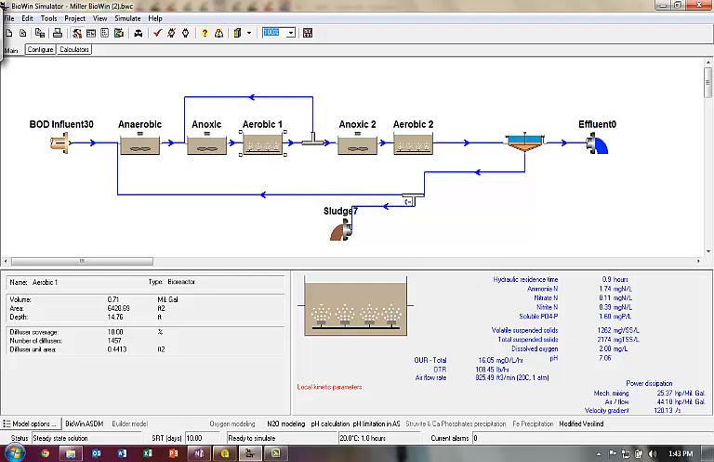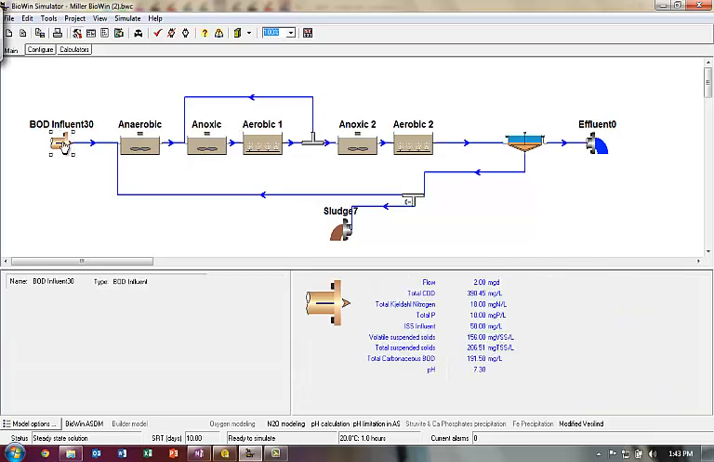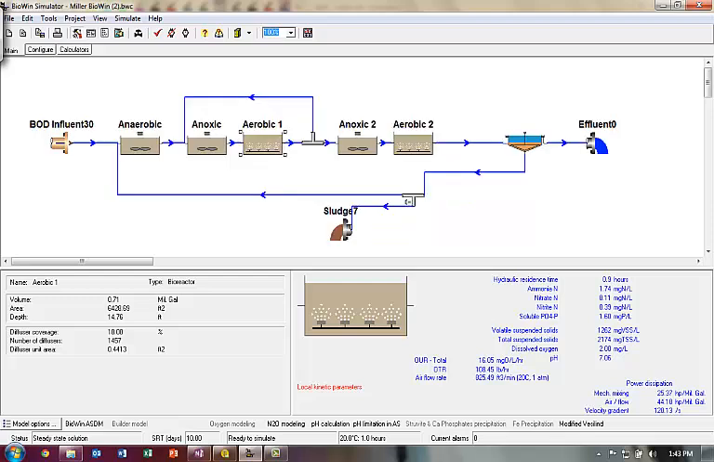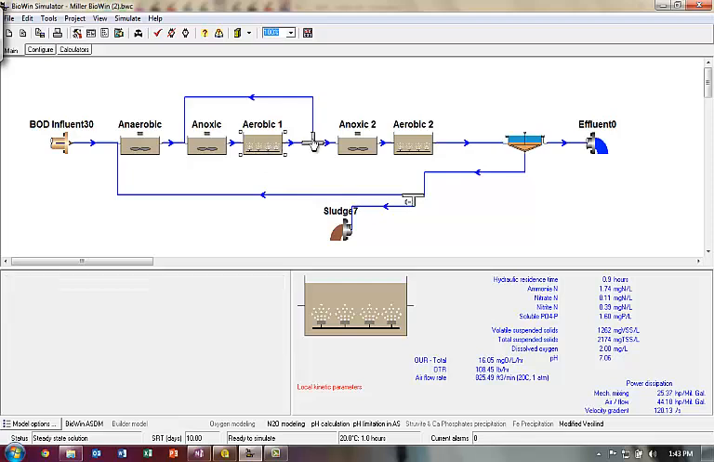And so if we go down to the bottom, the power dissipation, and I'll highlight this area. I can't use my marker here, but down at the bottom we have the mechanical mixing at 25.37 horsepower per million gallons. And so depending on what our flow rate is through this plant, looks like this plant is a 2 mgd, so we just multiply that by 2. And then for air, 44 horsepower per million gallons of flow. And so that's how many horsepower would be required for that first aerobic basin.